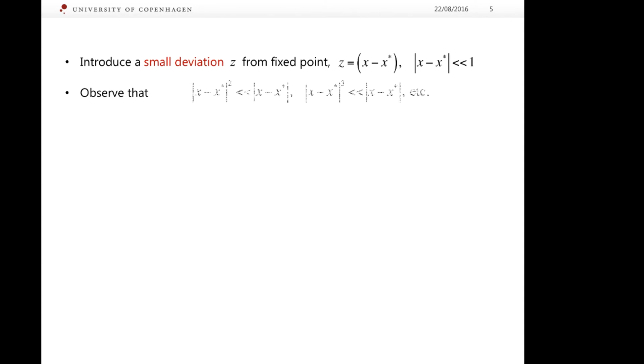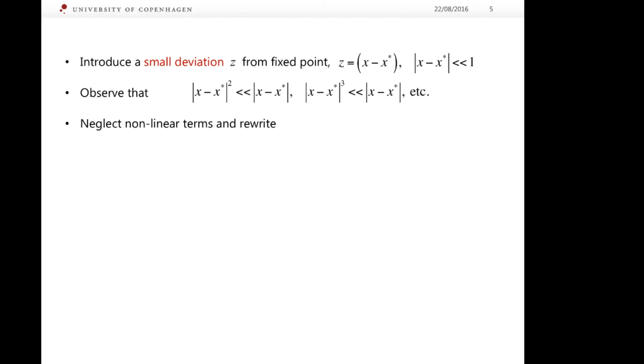At the next stage, we look at the higher order terms in the Taylor expansion. And we observe the following. If x minus x star is a quantity much less than 1, suppose it is equal to 0.1, then x minus x star squared will be much less than the small deviation, because 0.1 squared gives us 0.01, and indeed it is much less than 0.1. And the same applies to higher order terms, cubic terms, fourth order terms, and so on.